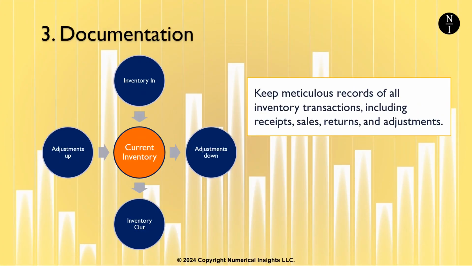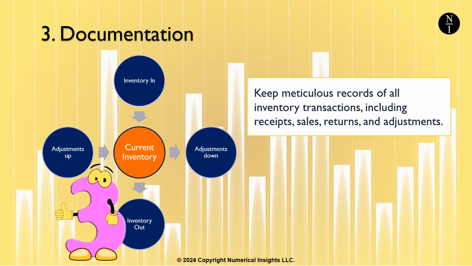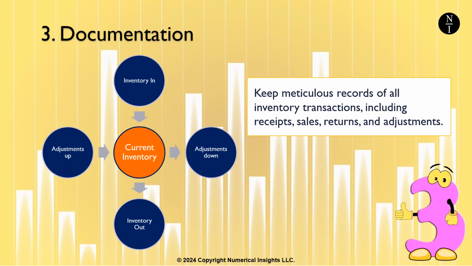3. Documentation. Keep meticulous records of all inventory transactions, including receipts, sales, returns, and adjustments. This will track the many ways that inventory can go up and down to keep your current inventory accurate.